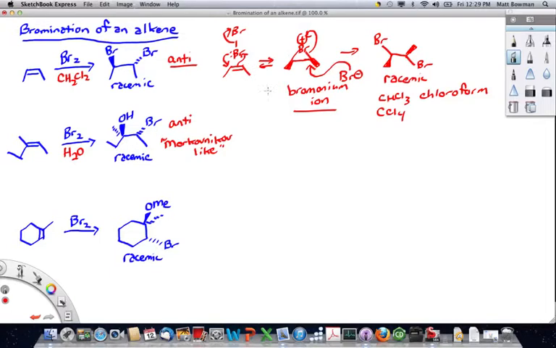The mechanism starts out just the same. Where the pi bond heads up to the bromine, one of the bromines gets kicked off, and the electrons go back down to fill the space. And you form the bromonium once again.